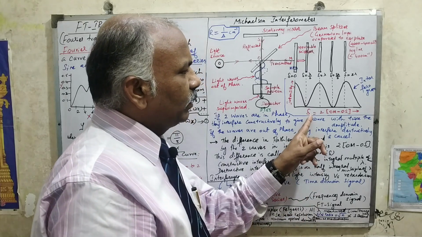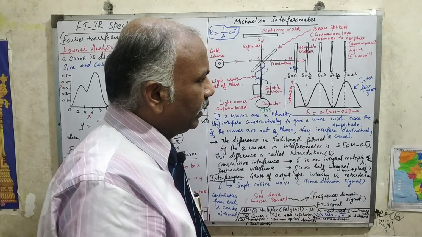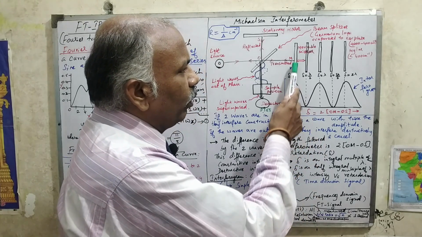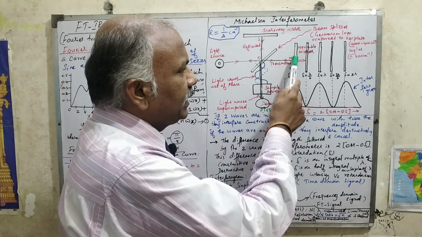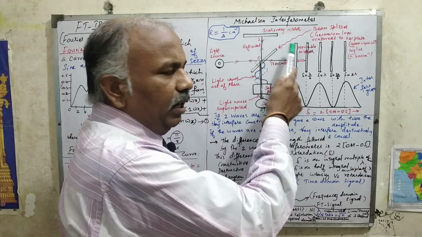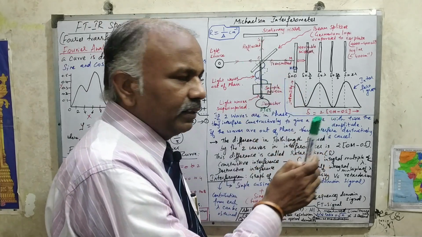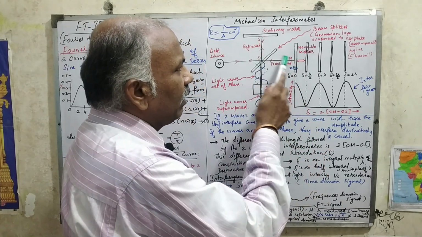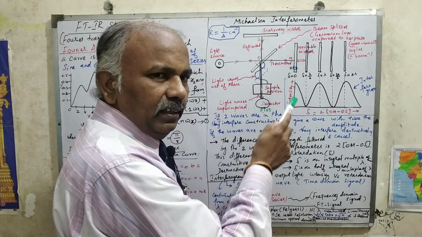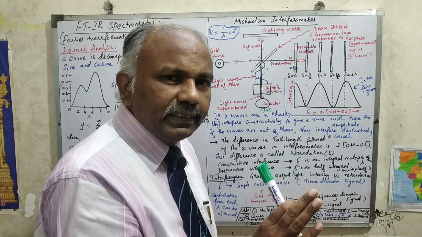So that is the reason we are using delta as a retardation factor, and this delta will be 0 when you are not moving the mirror and you are fixing the stationary mirror and the movable mirror at a particular distance. In that case you will have equal path length. Right? We call that there is no difference in the path length.